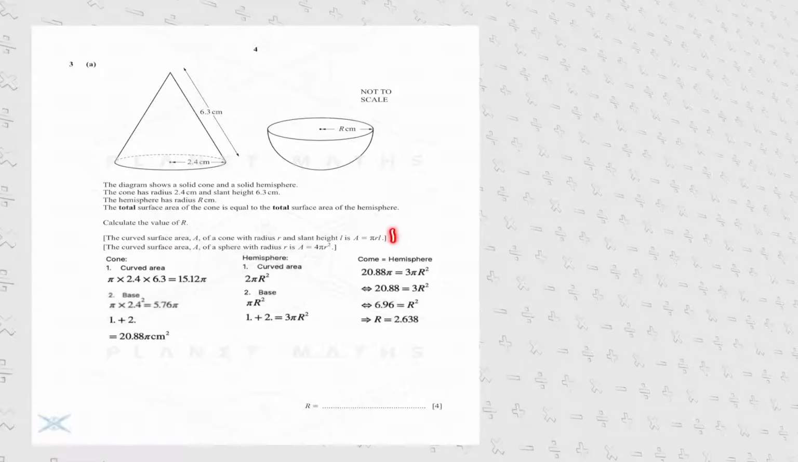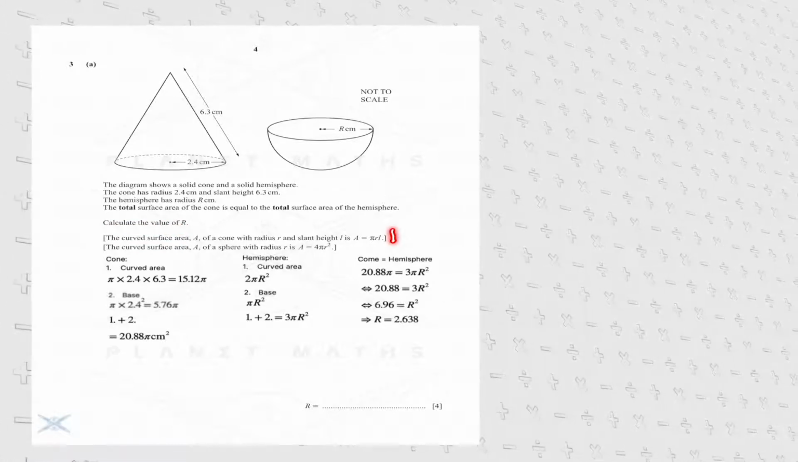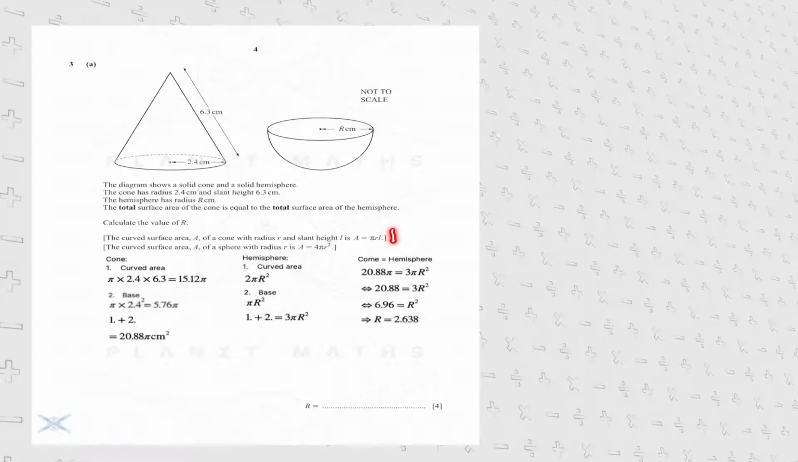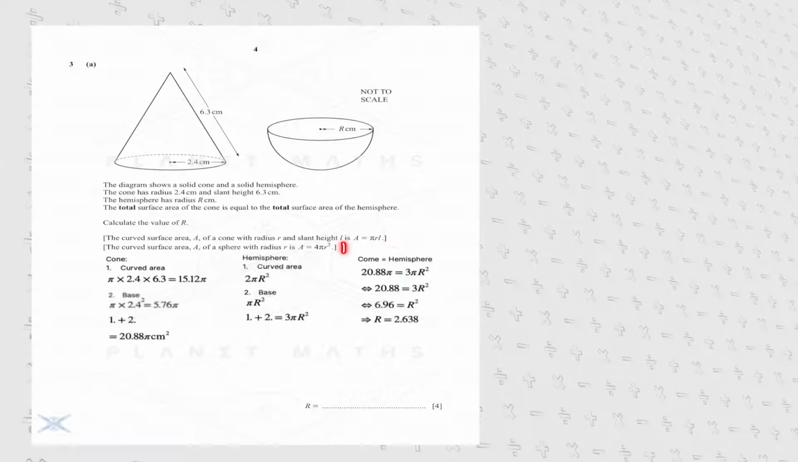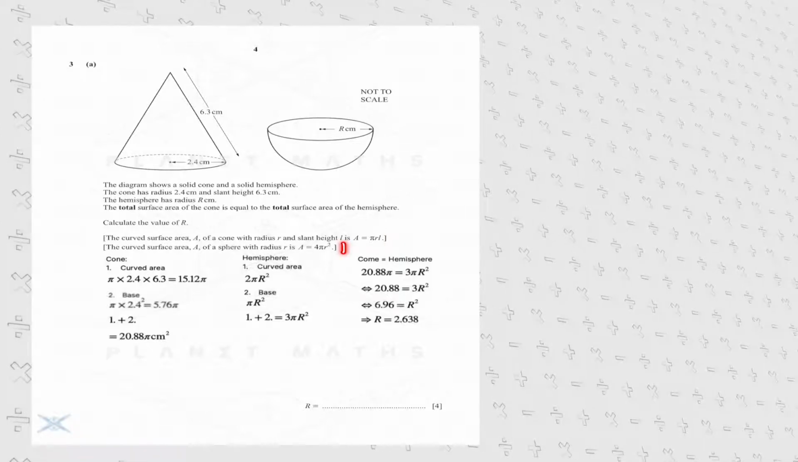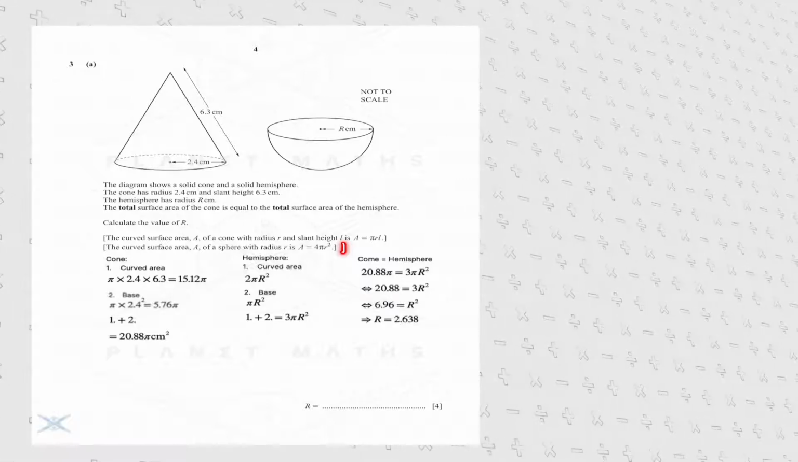Additionally, we are provided with the formula of the curved surface area A of a cone with radius R and slant height L, which is A equals pi multiplied by R multiplied by L. And as for the sphere, we are provided with the formula of the curved surface area again, whereby A equals 4 pi multiplied by R squared.